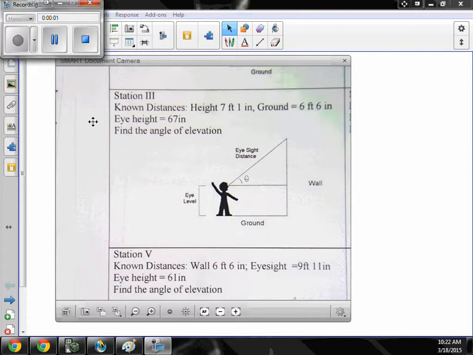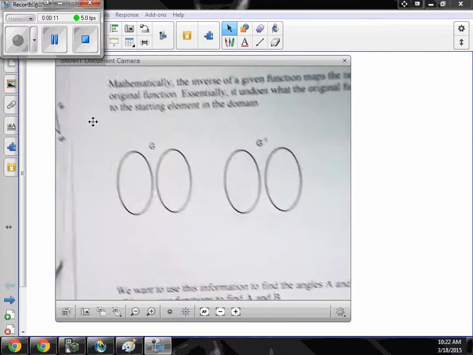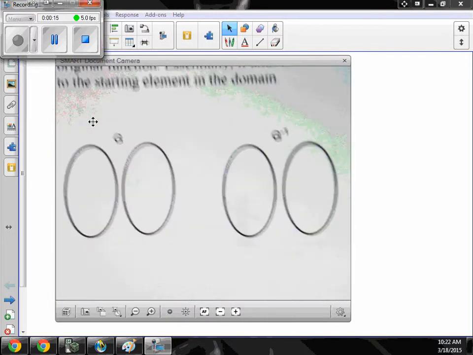Today we're going to look at inverse trig ratios, and it's actually pretty simple. It's really not any harder than what you've been doing already. But we need to review functions for a second. So take notes on this part of your worksheet.